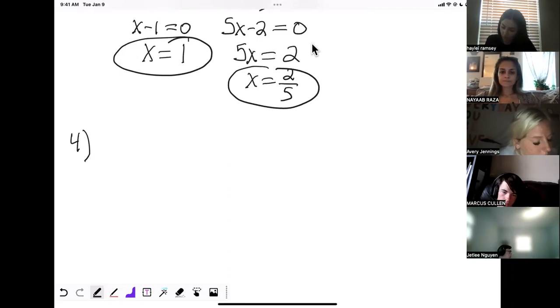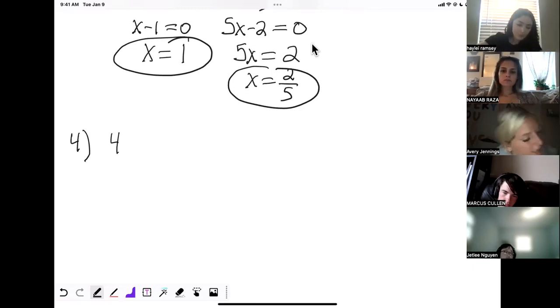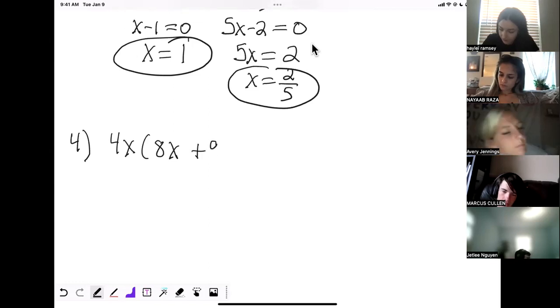Four. Now, they might give you a nice little neat little problem. They might give you a problem that has a lot of things going on. For instance, it's still solve for x, 8x plus 9 equals 5.